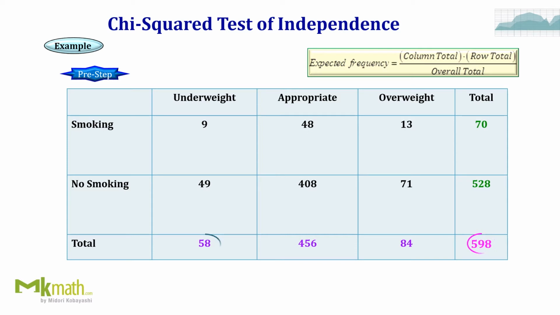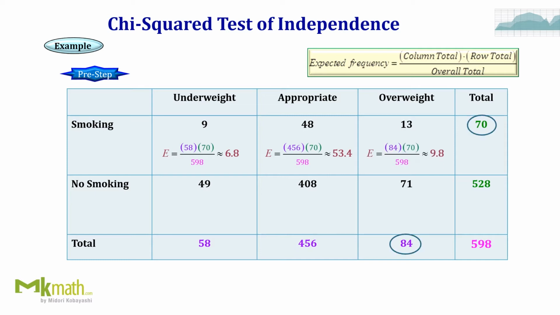For the first one, simply use the formula to get 6.8. It is rounded to 1 decimal place. Given that the actual observed frequency is 9, the expected value seems to be not so different. Repeat the process in the same way to get 53.4 for the center top cell. Likewise, the top right becomes 9.8, which is also not too far away from the observed value of 13.